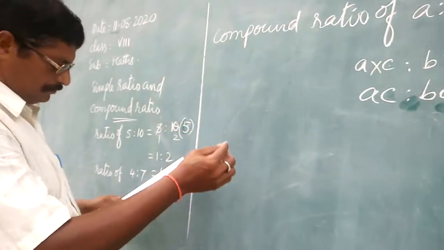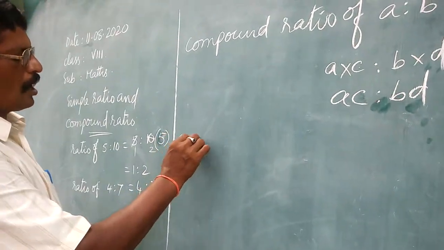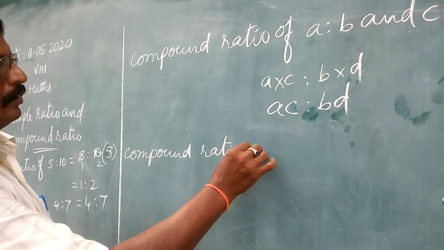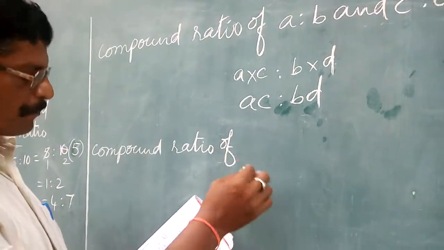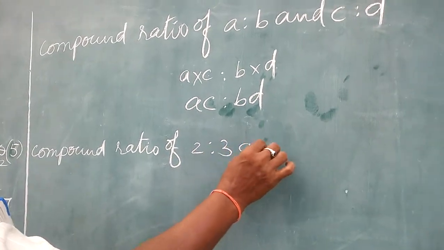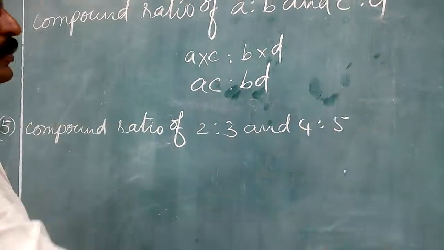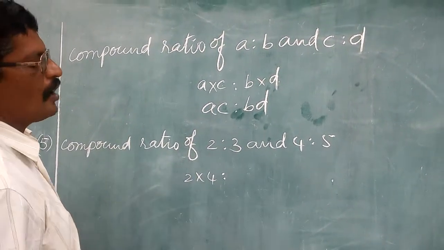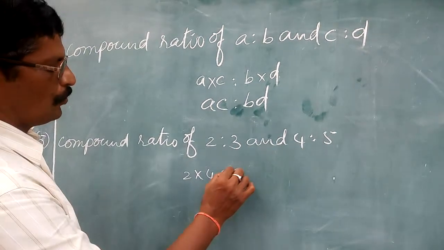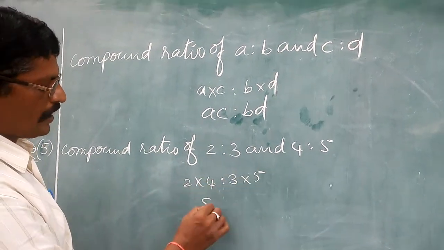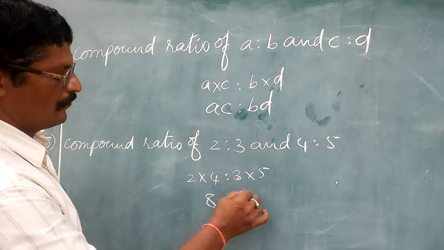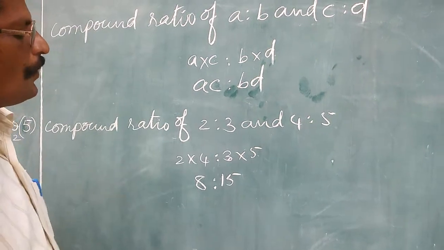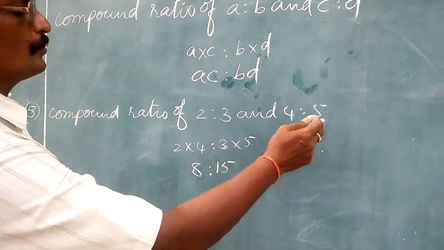One more example. Compound ratio of 2:3 and 4:5. Now find the product of antecedents, 2 into 4, and the product of consequents, 3 into 5. 2 4s are 8, 3 5s are 15. 8:15 is the compound ratio of 2:3 and 4:5.